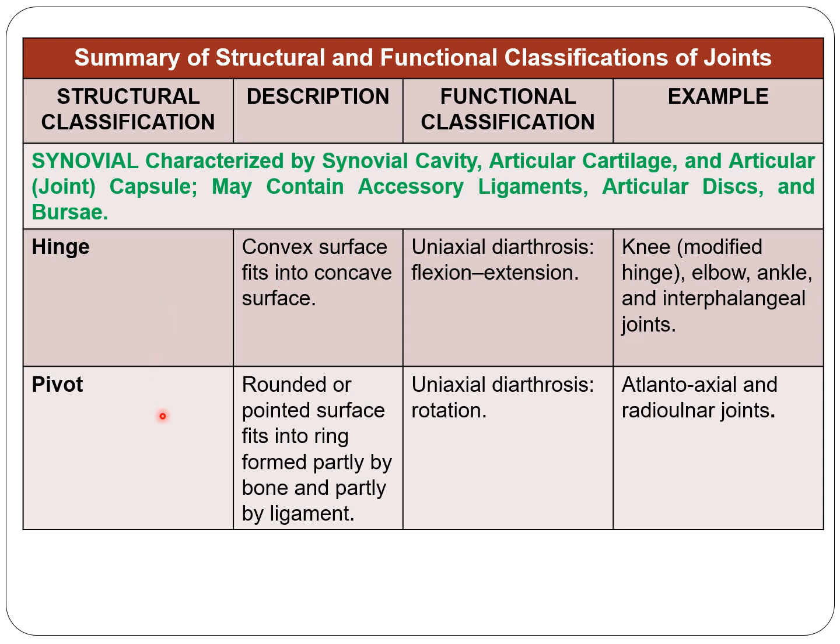The next type of synovial joint is pivot joint. Here, the rounded or pointed surface fits into a ring formed partly by bone and partly by ligament. The functional classification of pivot joint is uniaxial diarthrosis. That is, they aid in rotation. Examples of pivot joints are atlantoaxial and radioulnar joints.